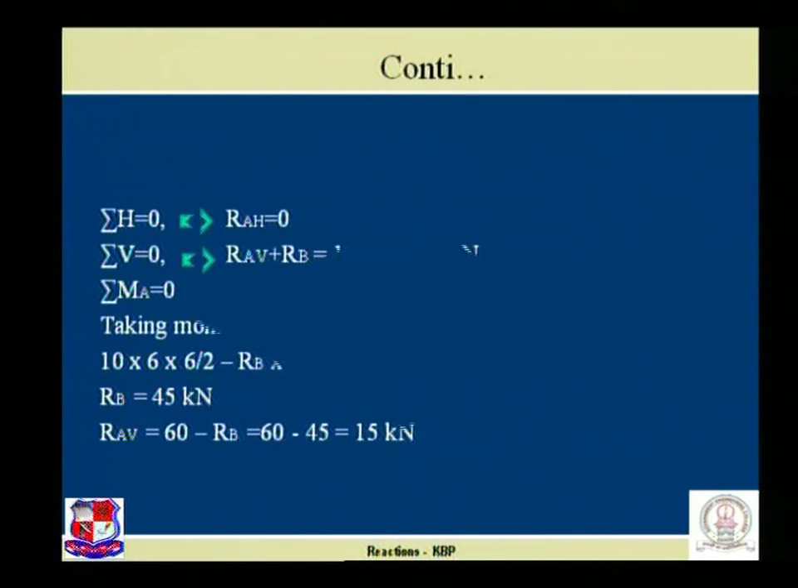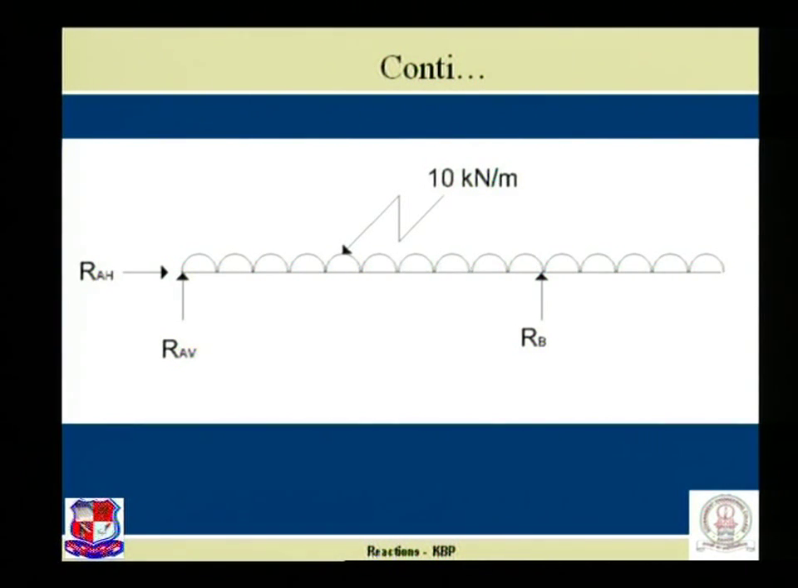Next step, sigma V is equal to 0. Yes, remember what is sigma V? Summation of all the vertical component of the forces acting on a body are 0. Now in our case, the body is beam.